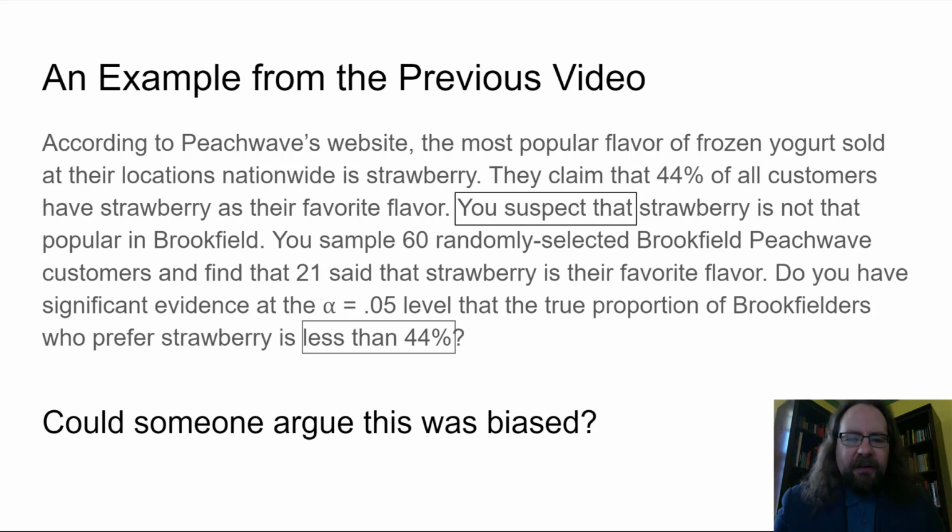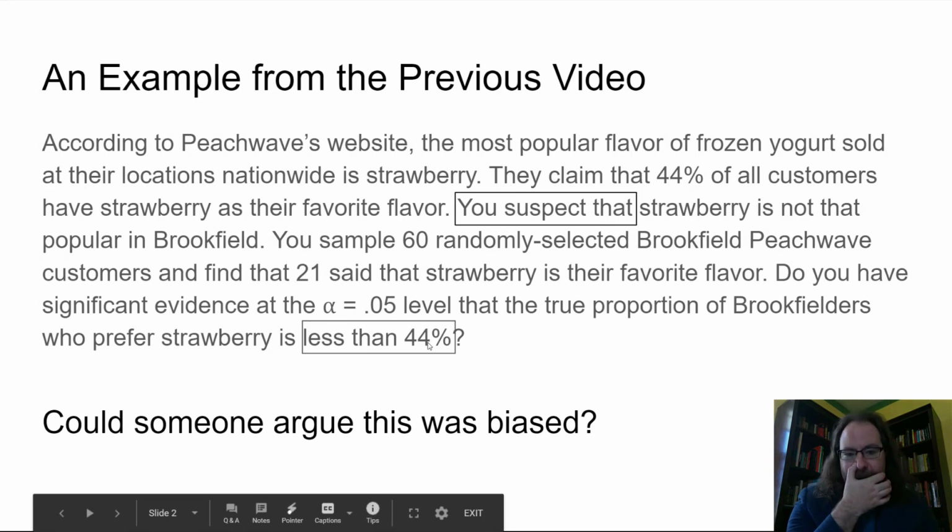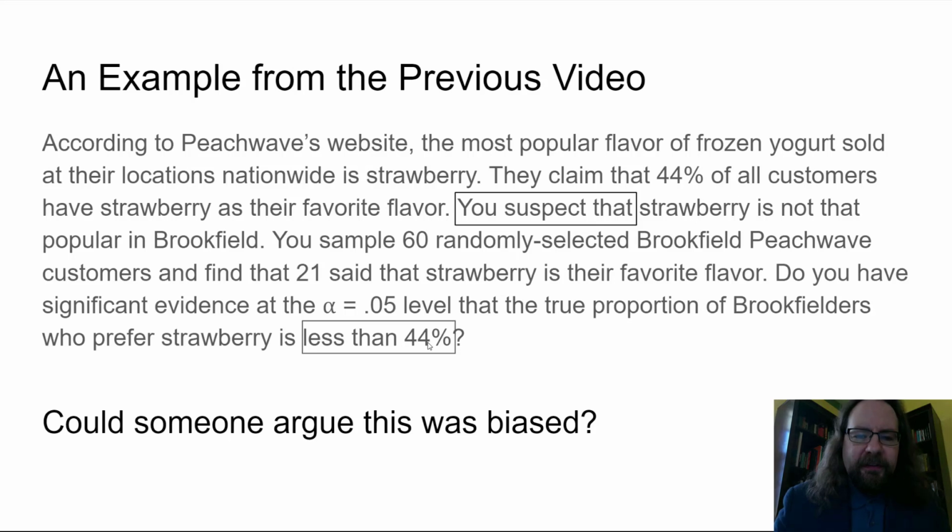Now, you might look at that and go, well, is it really that significant? We did find that the proportion 21 out of 60 was less than 44%. If you recall from our actual study, the p-value was greater than 0.05, so we didn't end up rejecting the null hypothesis. But we do see that the percentage we got was less than 44%. Still, this can be a problem for some people.